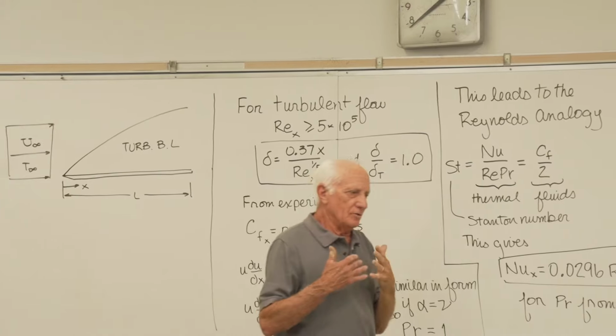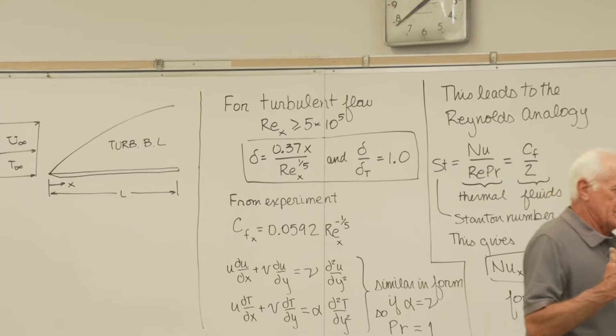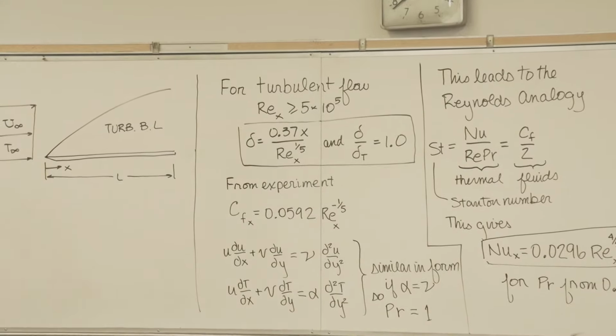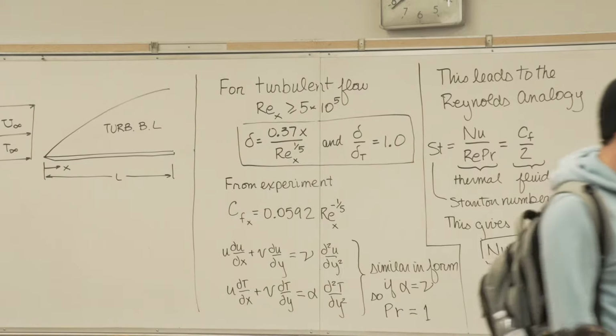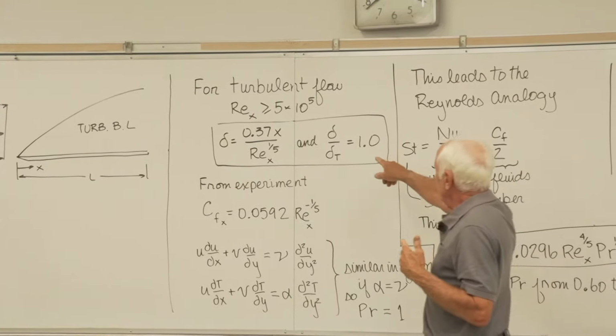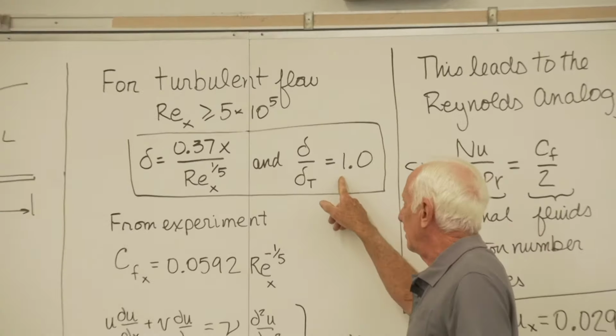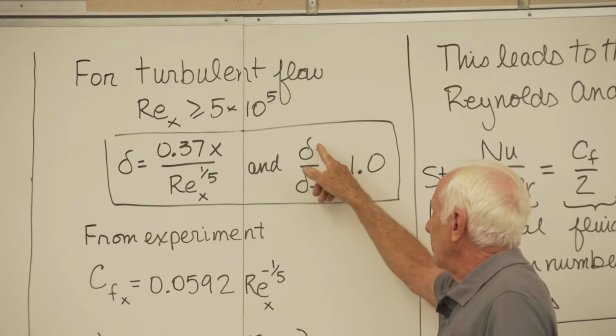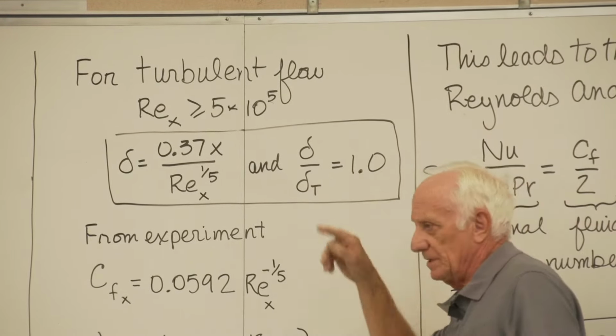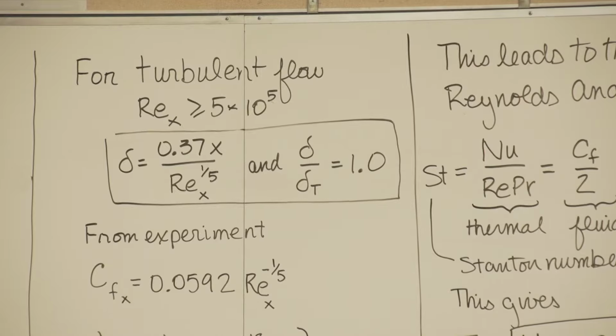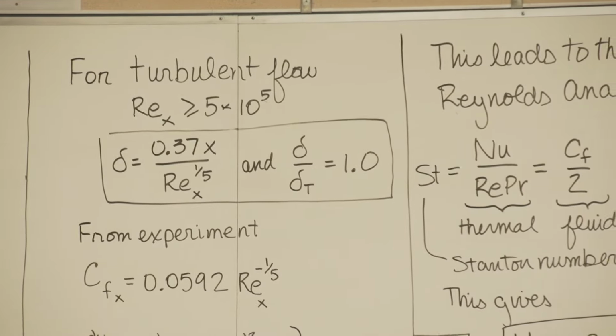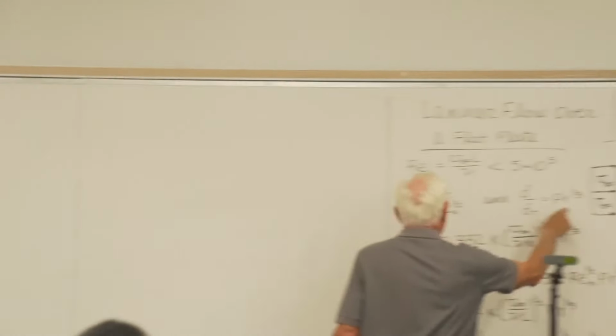But in turbulent flow, there's a lot of mixing that occurs. So it turns out that delta over delta T is 1 for turbulent flow. The velocity boundary layer thickness is about equal to the temperature or thermal boundary layer thickness. For laminar flow, that ratio was Prandtl to the 1/3.